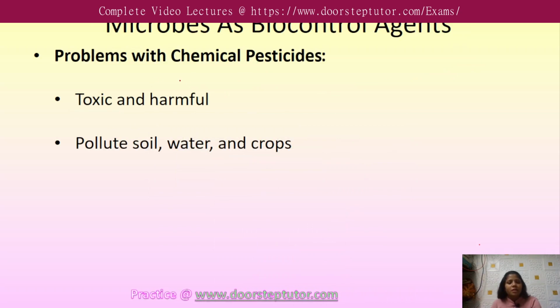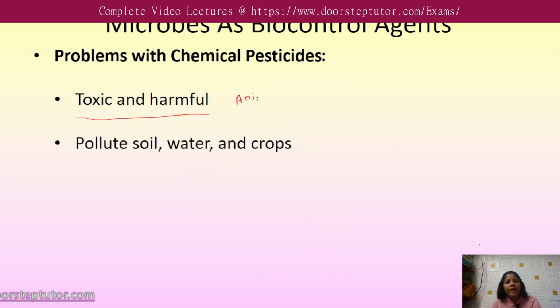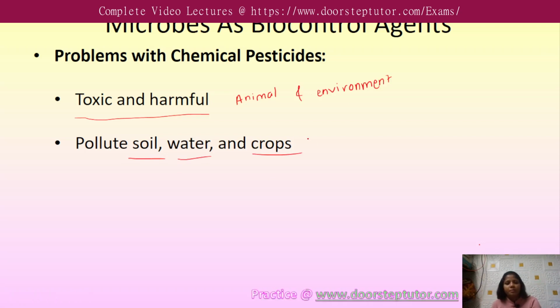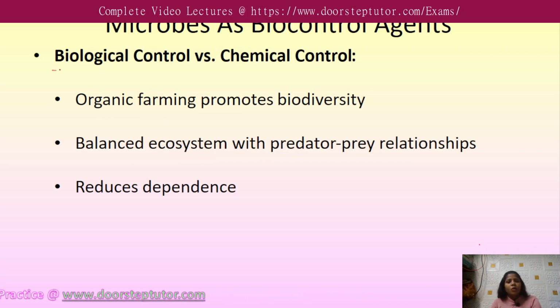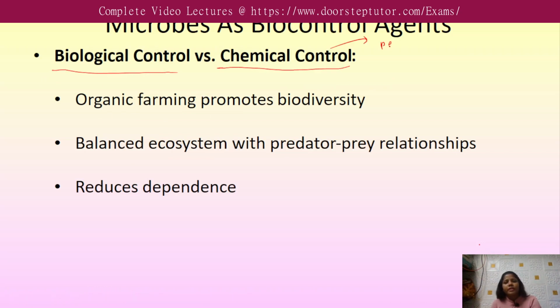Then the chemical pesticides are toxic and harmful not only to animals but also to our surrounding environment. They pollute soil, water and the crops as well. Then, what is the difference between biological and chemical control? We have seen chemical control in terms of pesticides. So now we will see biological control.